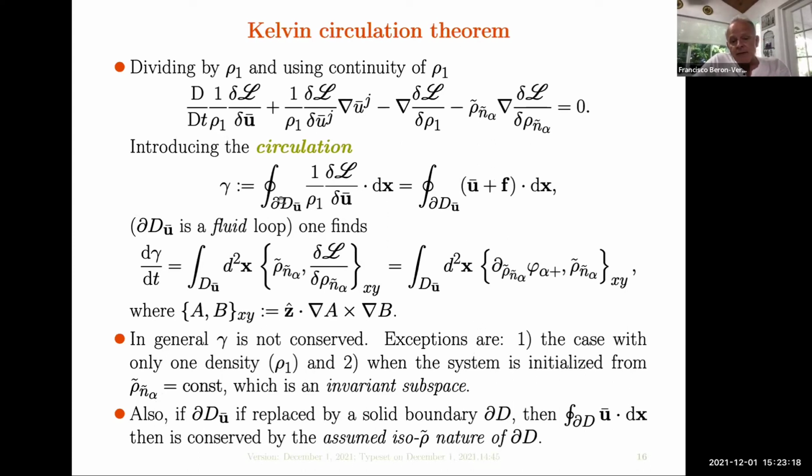Also, if you replace the fluid loop by a fixed curve, the boundary of a solid boundary of a domain, the integral of u is constant thanks to the assumption that the boundary, in case you have a boundary, is iso rho tilde. So you have freedom of imposing some boundary condition, and it's good to have circulation conserved along these boundaries. So we impose that condition along the boundaries.